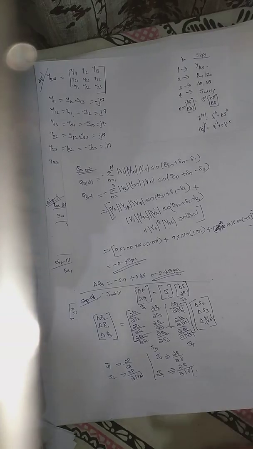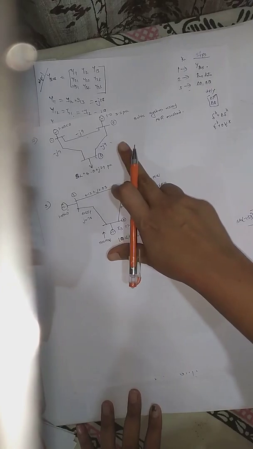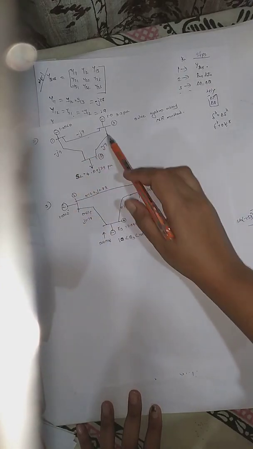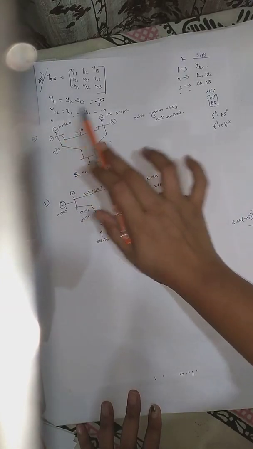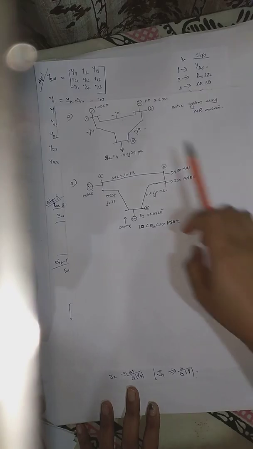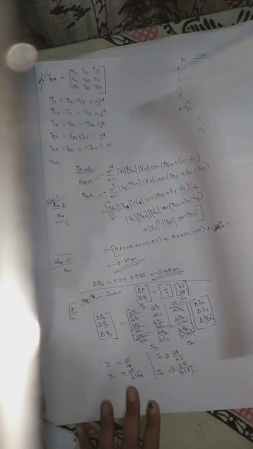So in our second problem, we were given a 3-bus system. The line admittance values are given, and the generator data and load data are given. We have to find the solution using the Newton-Raphson method. That was our second problem.